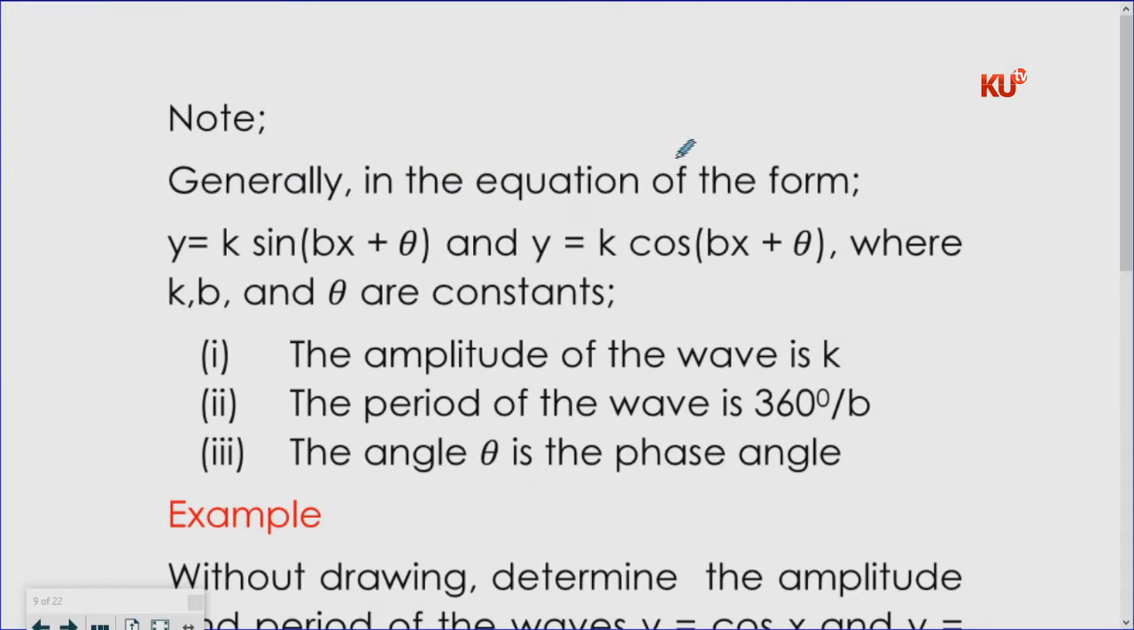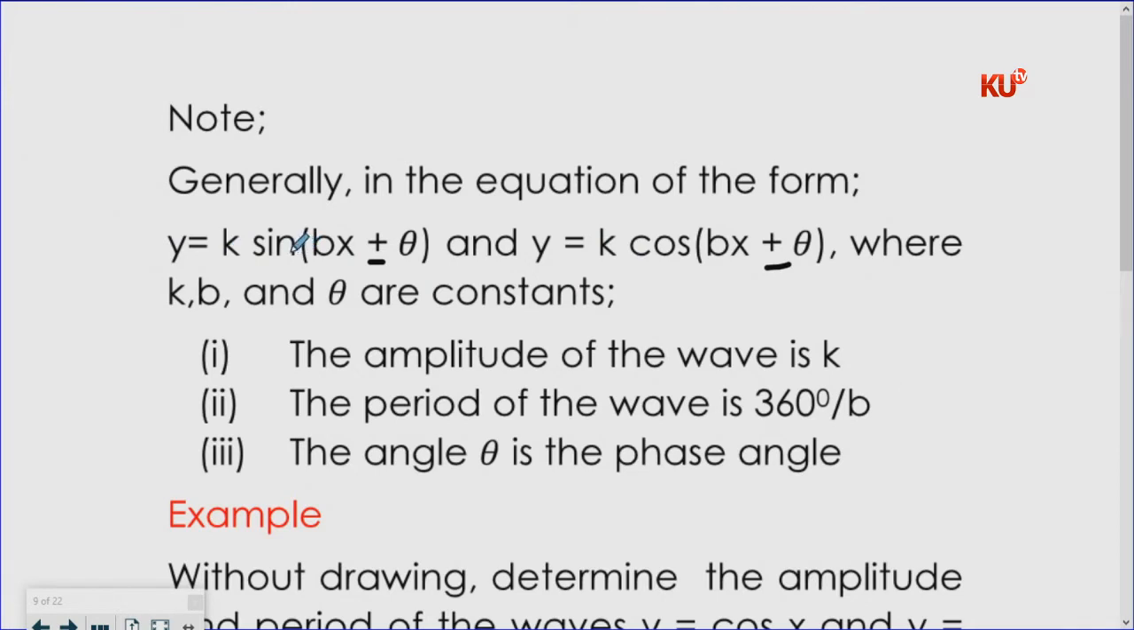And we have two functions here. Given the function of the form y is equal to k sine bx plus or minus theta, this can be plus or minus, the sign doesn't matter, or y is equal to k cos bx plus or minus theta. If you have such functions, they must have sine or cos. Here we are not looking at tan. For you to get the amplitude, it is the coefficient of sine or the coefficient of cos, which is k. That is how you get the amplitude.